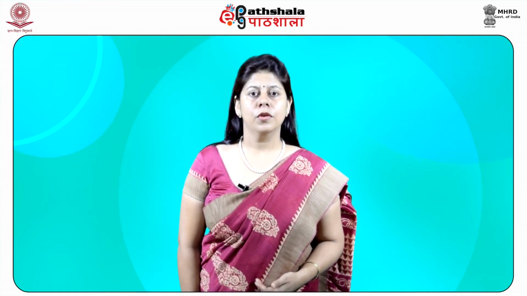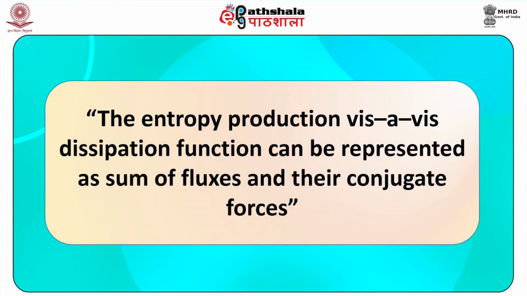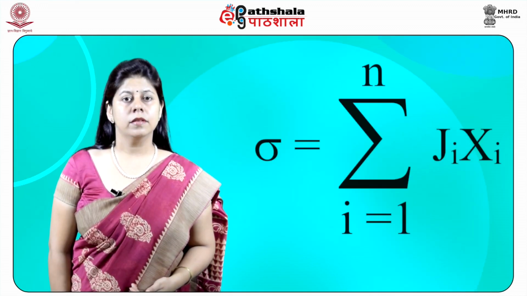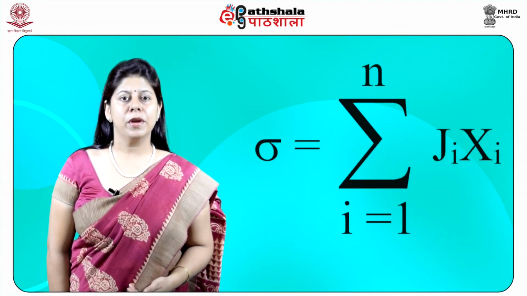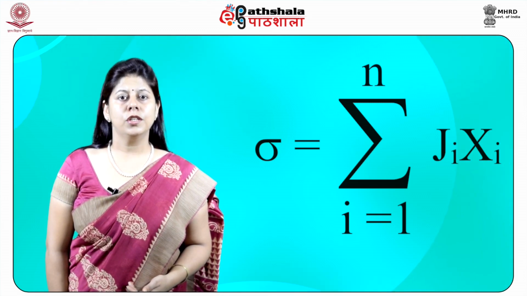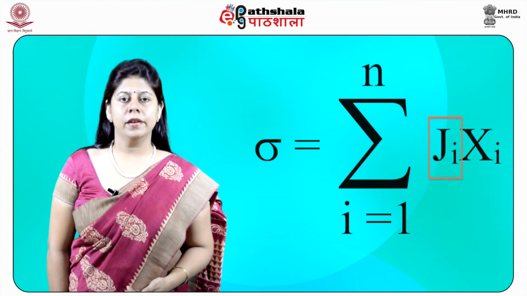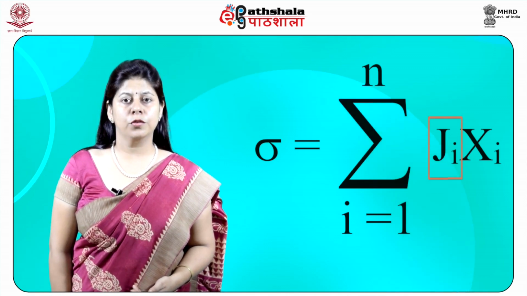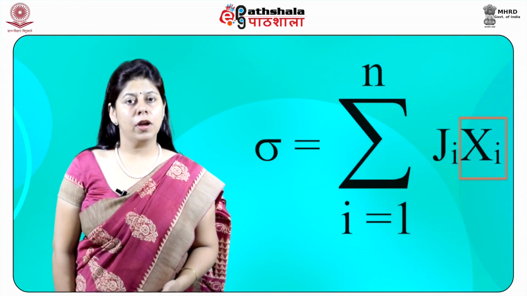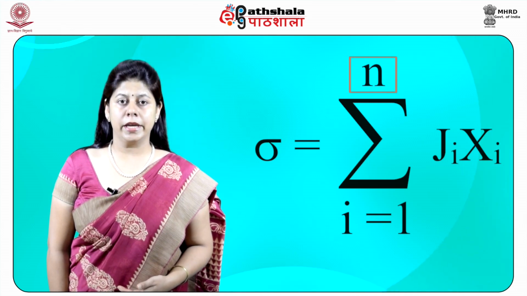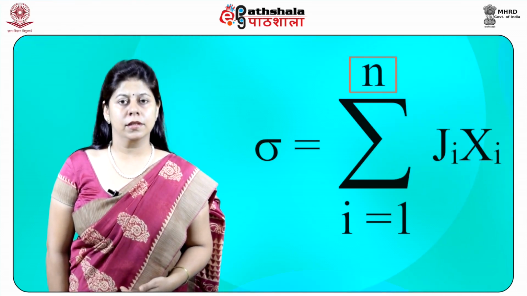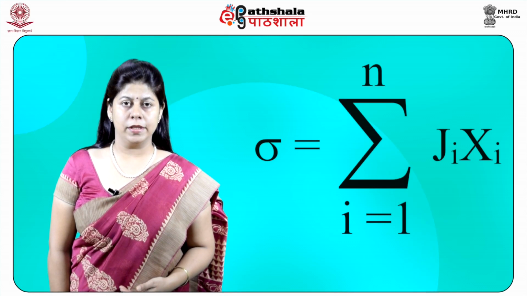Onsager formalism of irreversible thermodynamics states that the entropy production dissipation function can be represented as the sum of fluxes and their conjugate forces. That is, sigma can be written as the summation of Ji into Xi, where Xi is the force of the ith component, Ji is the flux of the ith component, and n is the total number of fluxes that are possible in a given system.